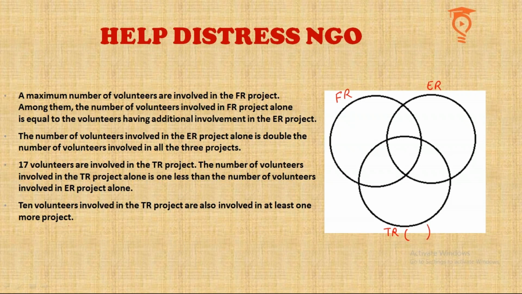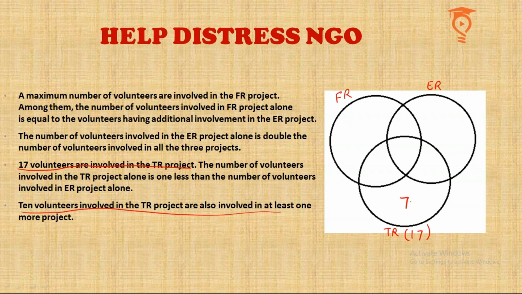So we read that there are 17 volunteers in TR project. Fine. So I write 17 here. Then in the last point it is written that 10 volunteers involved in TR are also involved in at least one more project. So out of 17, if 10 are involved in at least one more project, that means 7 are there which are not involved in any other project but in TR only. Tsunami relief. Okay. So 7 is placed here, 10 remains.